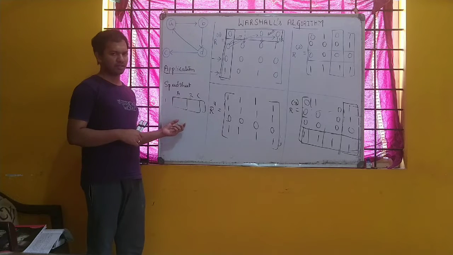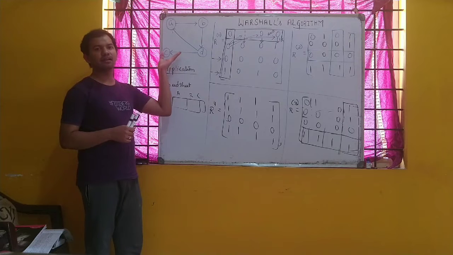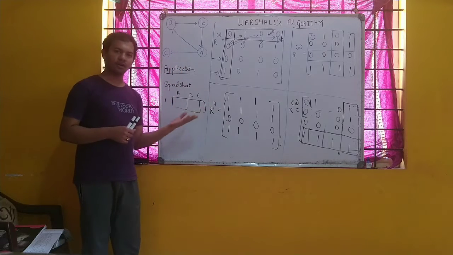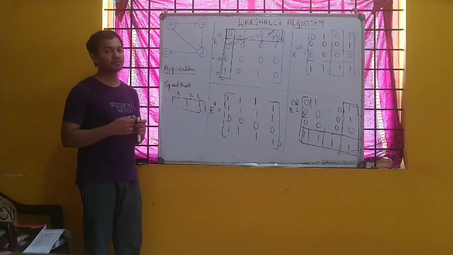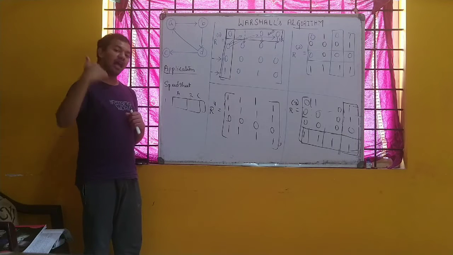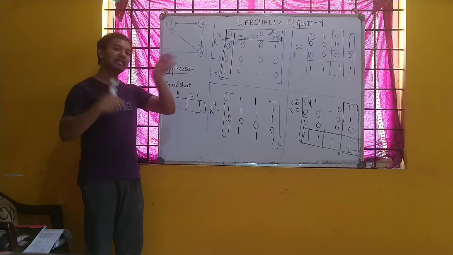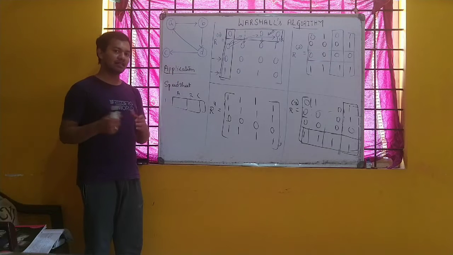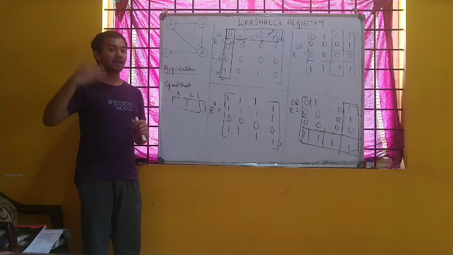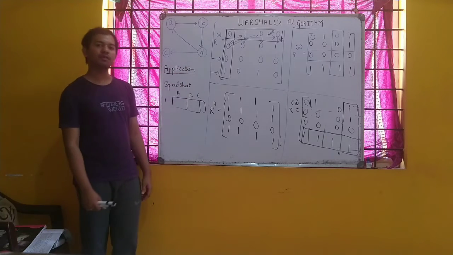That is one application, and one more application is, as Sir said, to check whether it is a connected or not connected graph, and with object-oriented programming concepts, to check which are the classes which are inheriting this class, which classes are dependent on this class. So for inheritance, to check which are the derived classes, how many derived classes are there which are dependent on that, we'll also be using Warshall's algorithm.